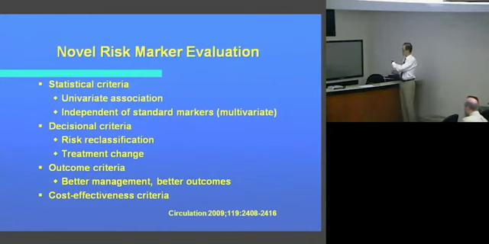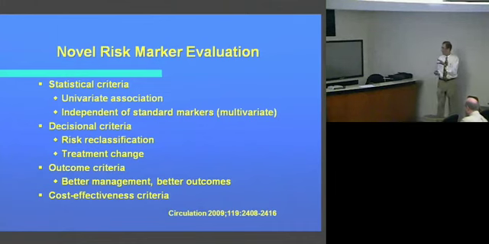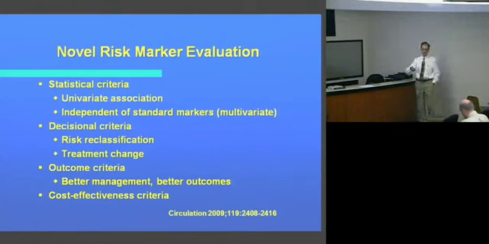So I'm going to go through these things, but if you take home nothing else from this talk, this is probably the main thing: we have put forward successive layers of evaluation, stages of evaluation of a novel risk marker, and I'll go through these individually. And actually, what I'm going to do in the talk, and I encourage questions, is go through these, and then at the end, if there's enough time, I'll apply them to the case of CRP testing.